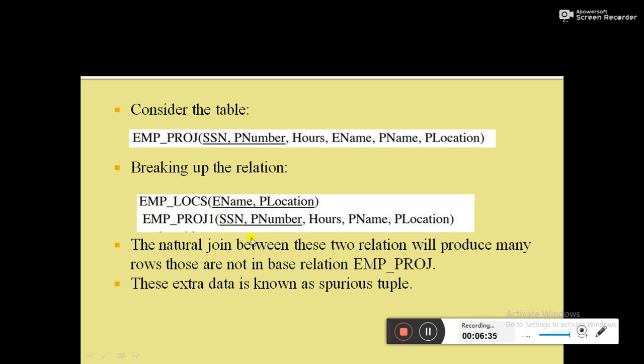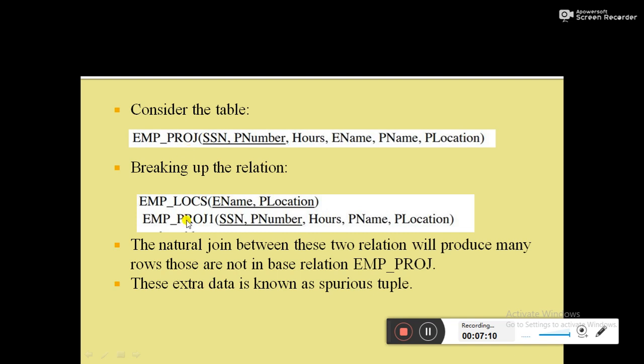Then that means the extra bit of data which is generated is actually erroneous data, and this extra erroneous data is known as spurious tuple, and that kind of decomposition is known as lossy join decomposition. Why is it called lossy join decomposition? Because after decomposing the base relation into two sub relations, and joining these two sub relations, we are not getting back the original relation.